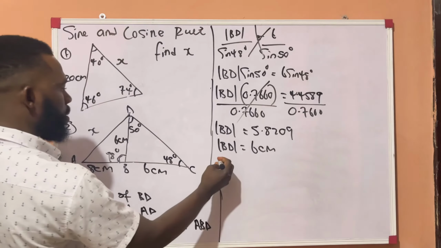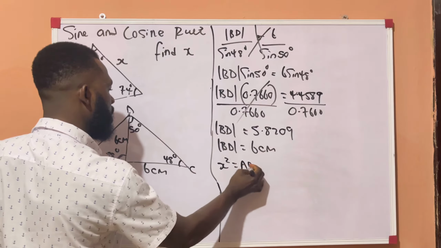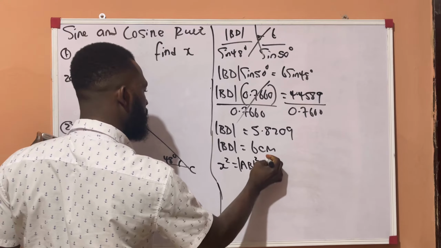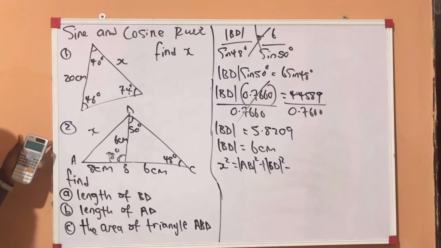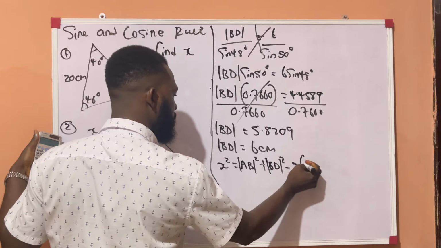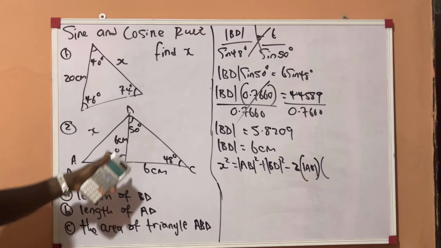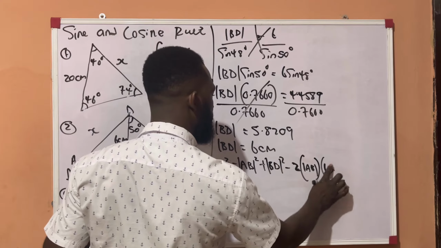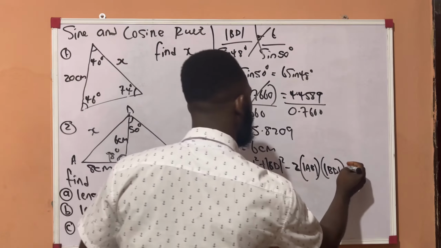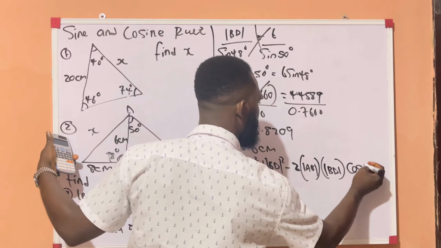x squared is equal to line AB squared plus line BD squared minus 2 times line AB times line BD, or BD rather, times cos B, which is the angle facing the side you are looking for. This is the formula we are going to be applying.